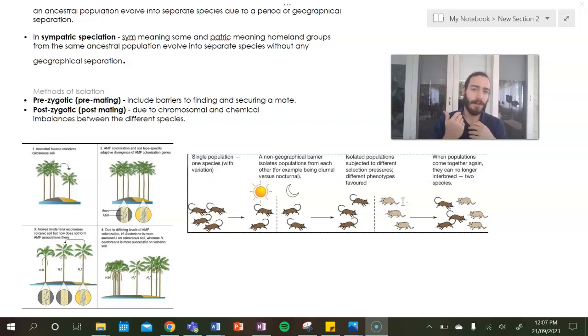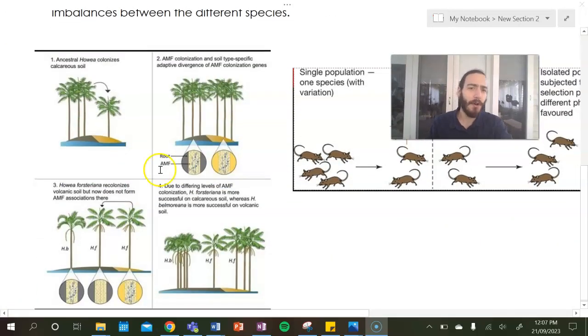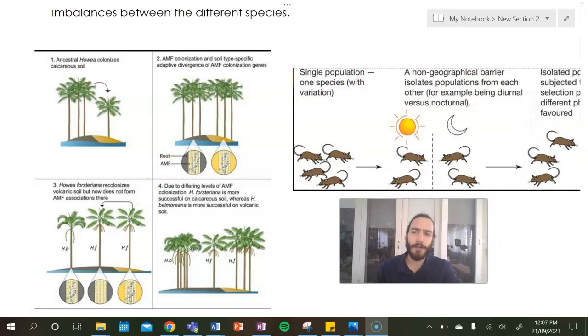Okay. Now keep in mind that example when we talk about the Howea palms, which is the example that you need to know for the exam. So, read into that. They'll probably ask a question about it. Now, you don't need to know the specifics of the soil types and everything like that, but it doesn't hurt to know. Okay? So essentially we've got this ancestral Howea palm that colonizes Lord Howe Island.